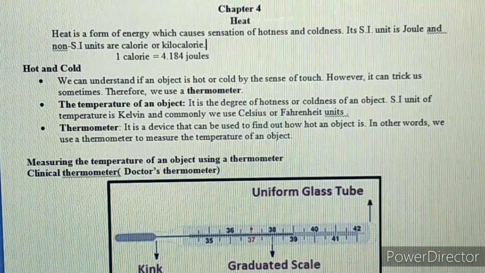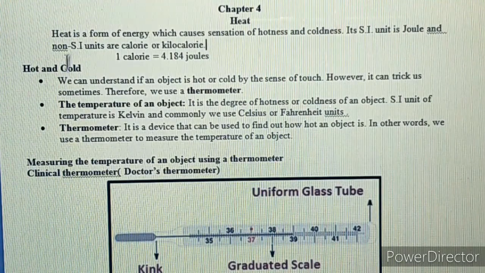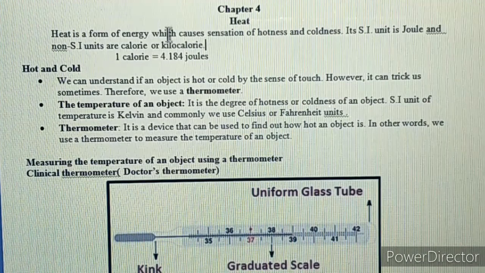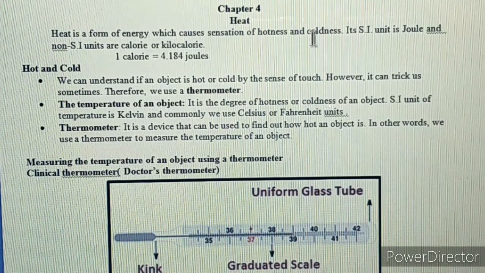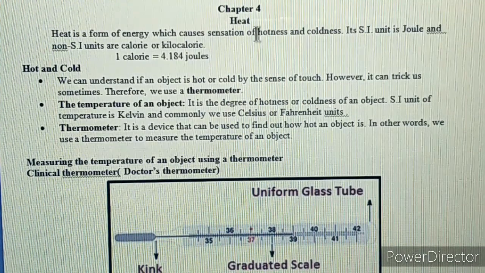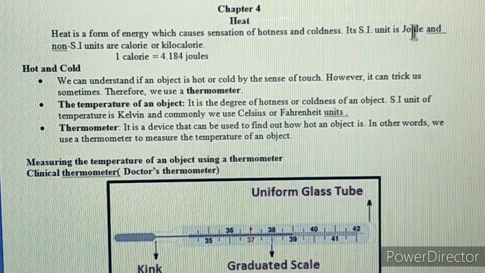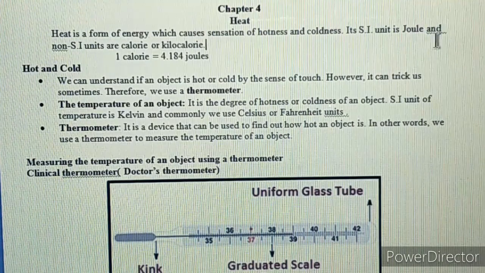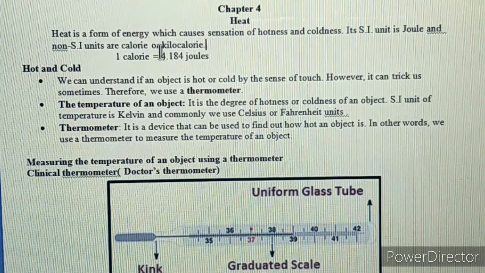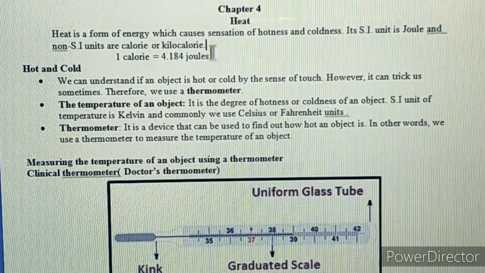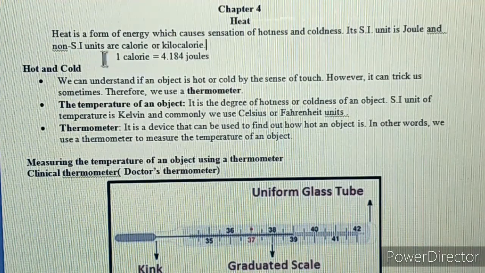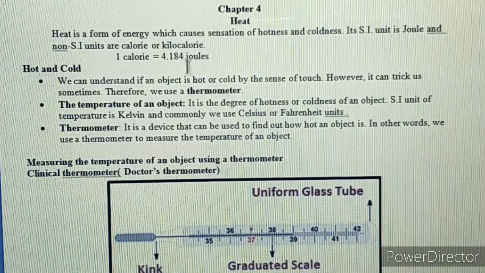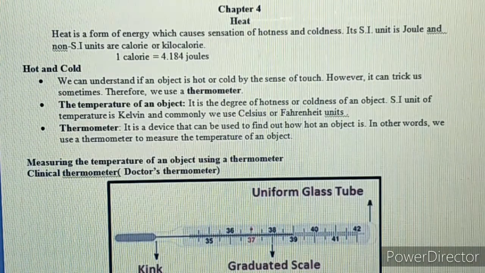Now, first of all, what is heat? Heat is a form of energy which causes the sensation of hotness and coolness. Its SI unit is what? Its SI unit is joule, and non-SI units are calorie or kilocalorie. And children, 1 calorie is equal to 4.184 joules.